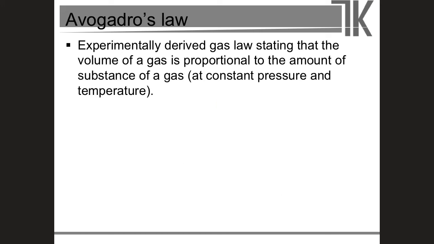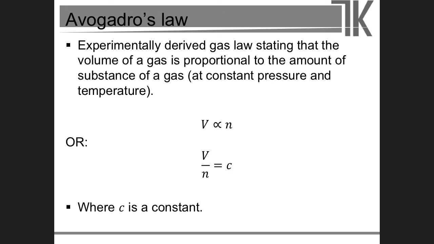And the last one is Avogadro's law. It's an experimentally derived gas law stating that the volume of a gas is proportional to the amount of substance of a gas at constant pressure and temperature. So pause the video and take a moment to write that out mathematically. So we should have that volume is proportional to n, which is our number of moles, which is the amount of substance of a gas. Or you could have written it as V divided by n is a constant.